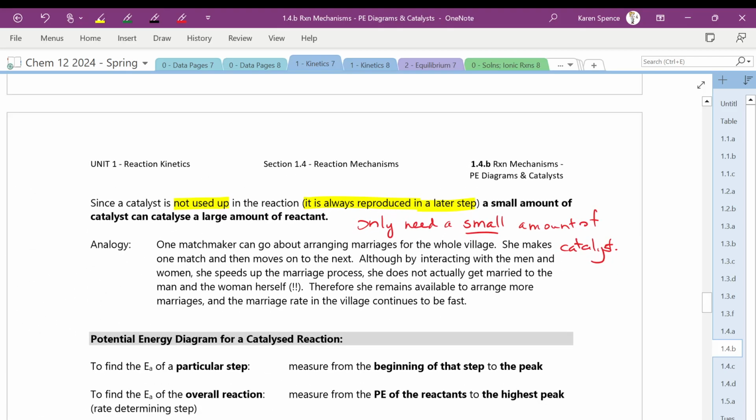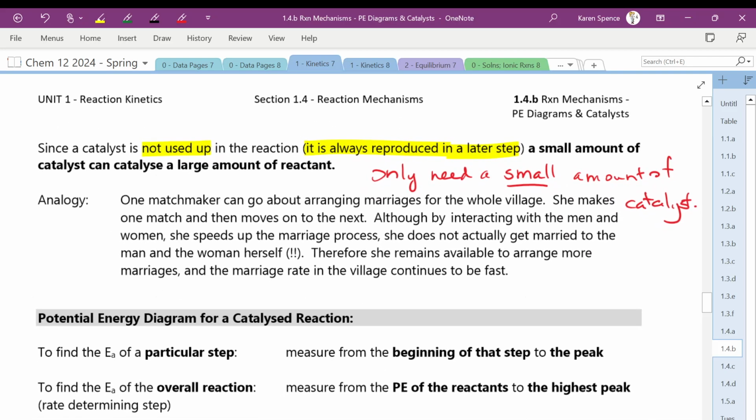Okay, the analogy is the matchmaker. She doesn't get used up. She can go around matching people. That's actually quite sexist. Why couldn't the matchmaker be a man? Anyway, I don't know. Just realized.